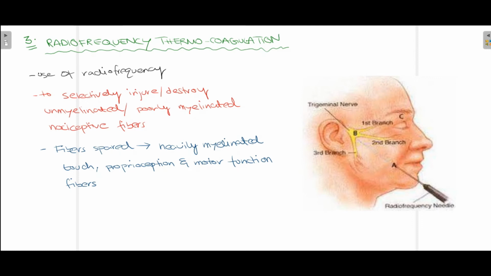Now, radiofrequency does not destroy all of the fibers. Some fibers are spared, and these fibers are heavily myelinated: touch, proprioception, which is the position sense, and motor function.